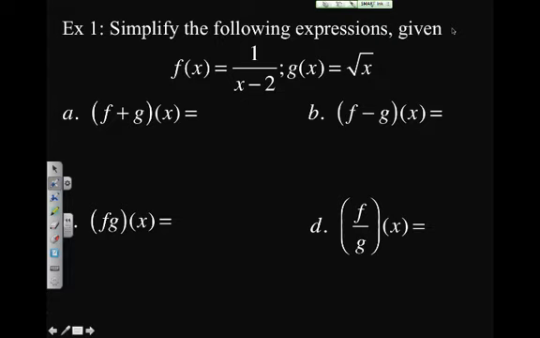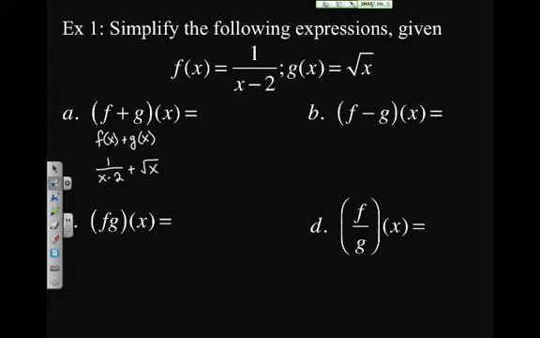So now we want to simplify the following expressions, and we're given that f of x is 1 over x minus 2, and g of x is the square root of x. So f plus g of x. Well, all we do is we take f of x plus g of x. And so for this problem, that's 1 over x minus 2 plus the square root of x. Okay, and really that's all. We can't simplify that, so we're just going to leave it the way it is.